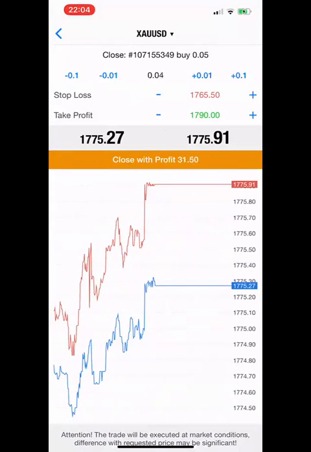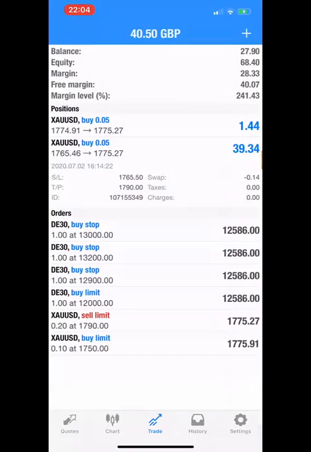But if I decrease the lot size to 0.04, it says close with profit 31.50. If I do 0.03, it says close with profit 23.62. 0.02, it says close with profit 15.75. 0.01, it says close with profit 7.88. Now what will happen, it will secure some of the profit and allow the trade to continue running.